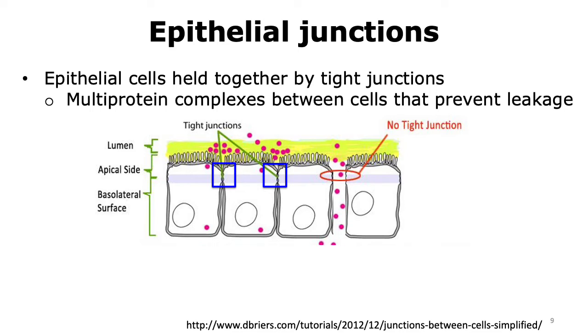And thus, any microorganisms are unable to penetrate between the cells due to the presence of these tight junctions. However, if there is a breakdown of that tight junction, then microorganisms are able to enter into the host through the space between the two cells. And that is why tight junctions are very important.